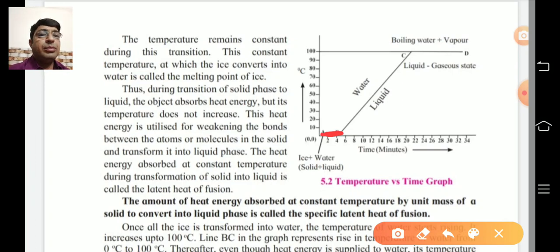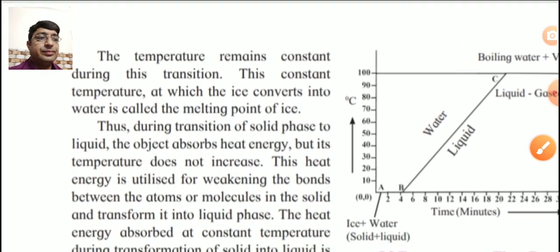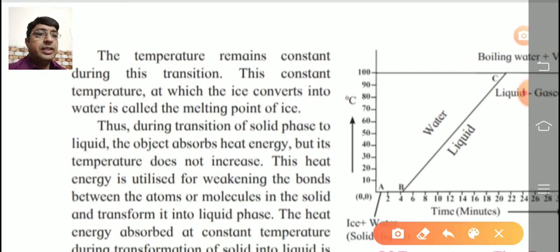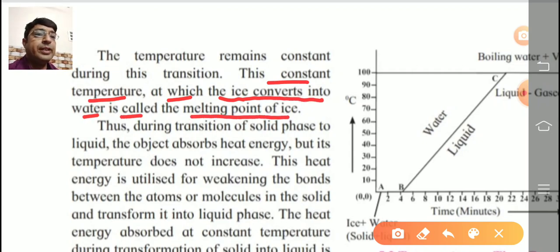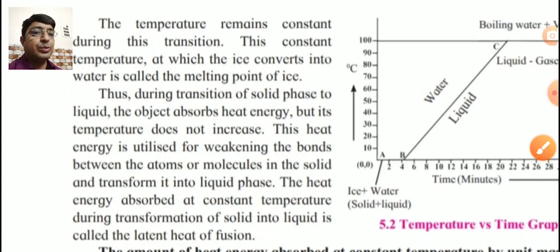The temperature remains constant during the transition. This constant temperature, check. The constant temperature at which the ice converts into water is called the melting point of ice. You mark that definition properly in your textbook.